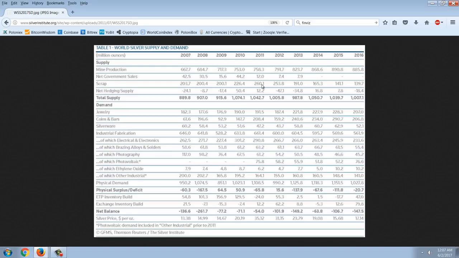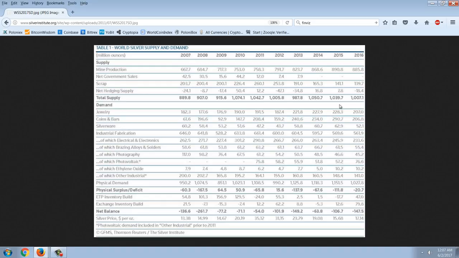So we did have a response in the scrap coming to those high prices, with 2011 being the biggest year of scrap sales, and we're roughly half of that. So the scrap number is dropping. That's the lowest number we've had in this series at 139.7.